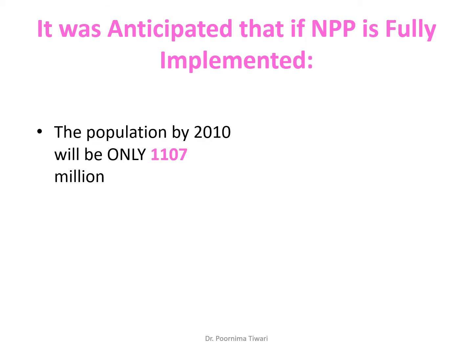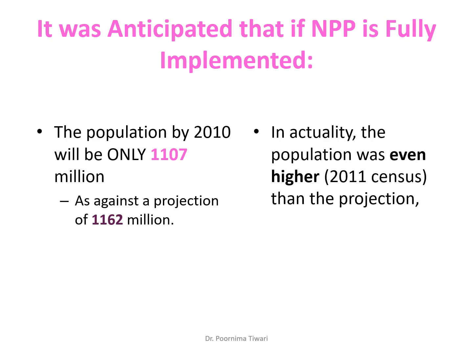in a timely manner, then the population of the country in 2010 would be only 1107 million as against the projected 1162 million as was projected by the census figures. But in actuality, the population was even higher as per the 2011 census than the projected population, and it was found to be 1210 million.